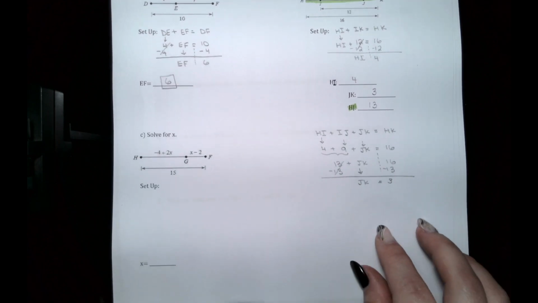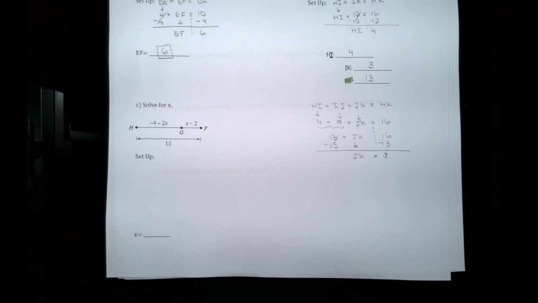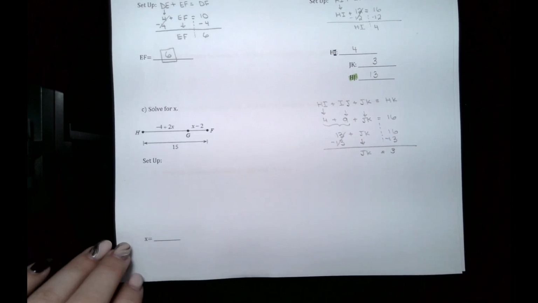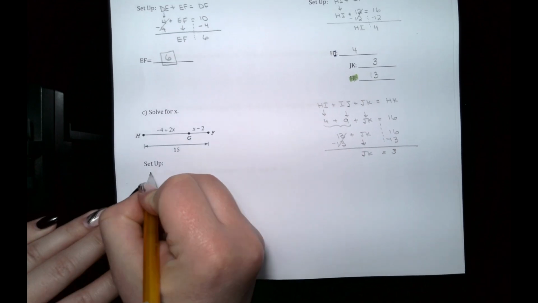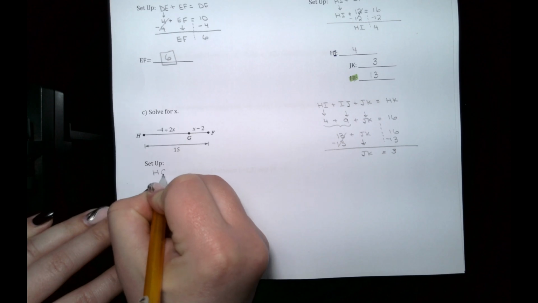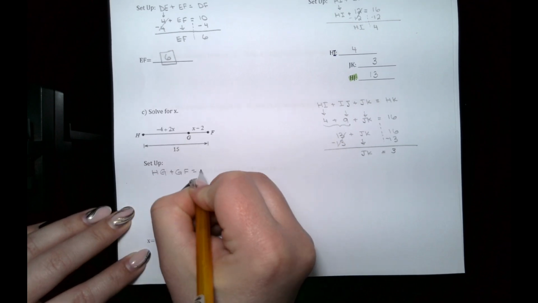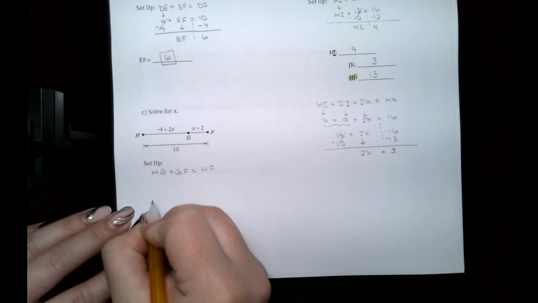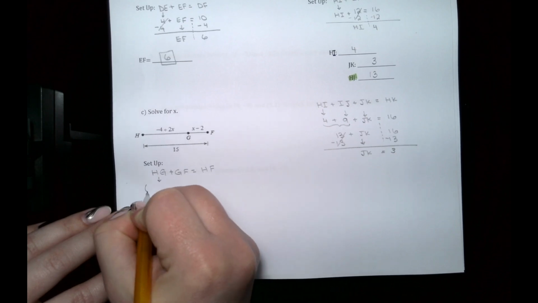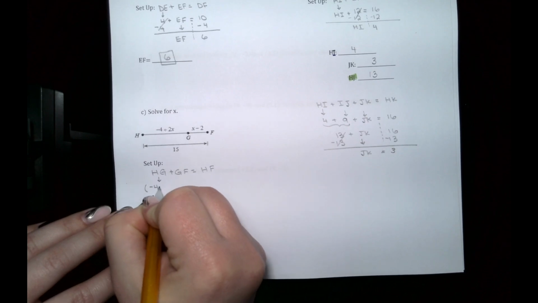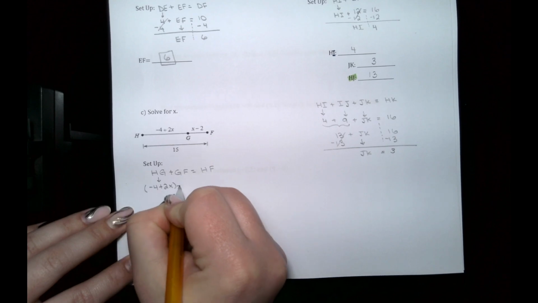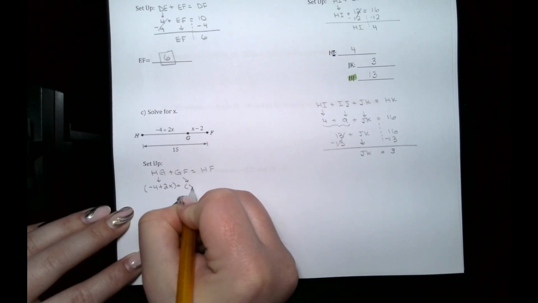Okay, next one, C. This one is asking you to solve for x. So again, we want to create our initial setup. Our setup is our letters, so HG plus GF is equal to HF. HG is negative 4 plus 2x. GF is x minus 2.